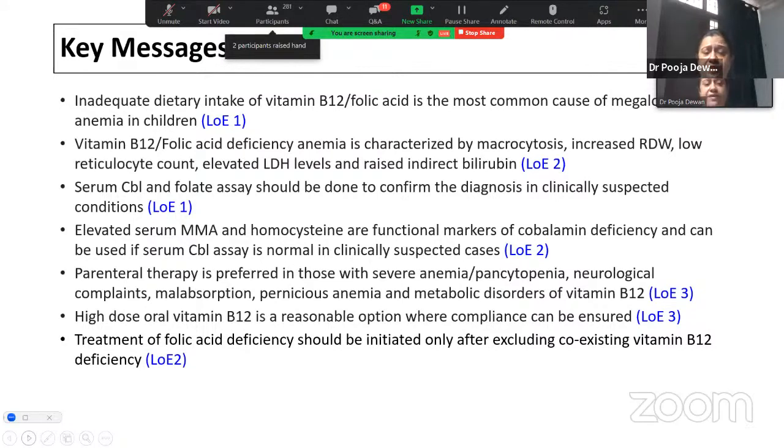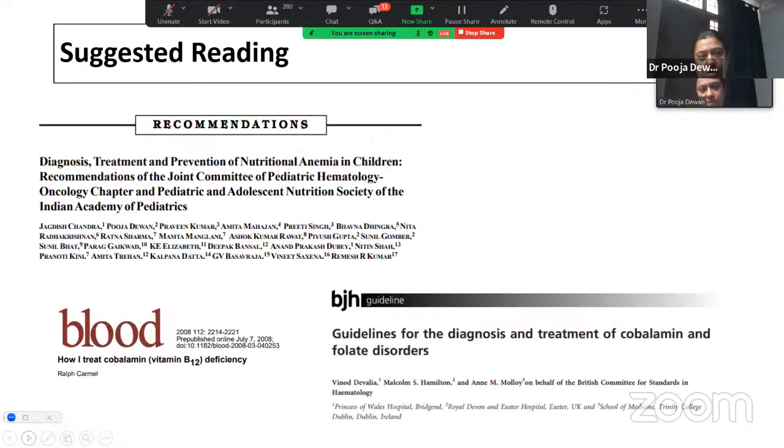Parenteral therapy is preferred in those with severe hematological manifestations, neurological complaints, underlying malabsorption, pernicious anemia, and metabolic disorders of B12. High-dose oral B12 is emerging as a good option, and it should be given provided your compliance can be ensured. Treatment of folic acid should be initiated only after excluding a coexisting vitamin B12 deficiency. So these are a few important guidelines.